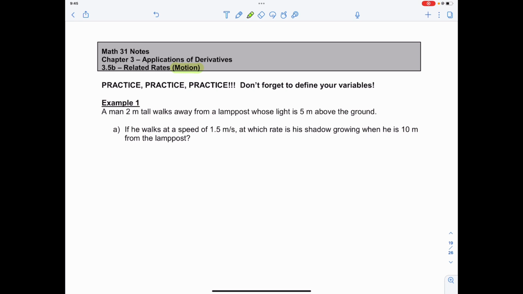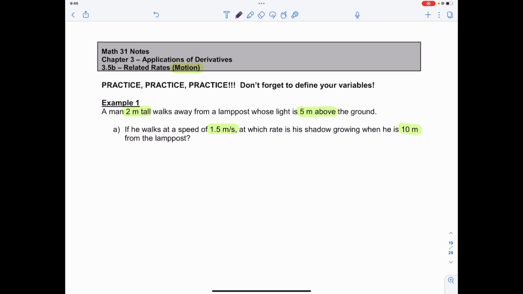So for example 1, it says a 2-meter tall man walks away from a lamppost whose light is 5 meters above the ground. If he walks at a speed of 1.5 meters per second, at which rate is the shadow growing when he is 10 meters from the lamppost?